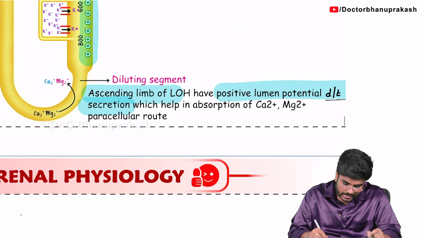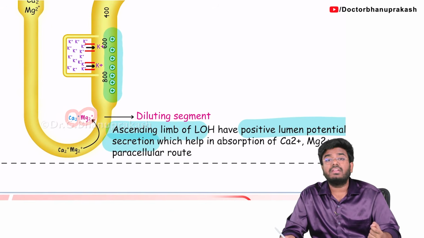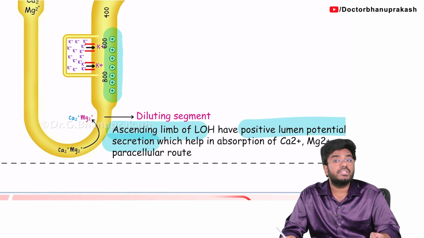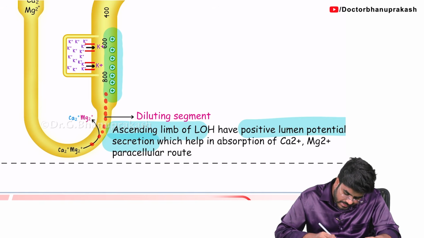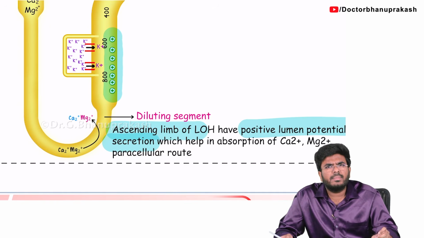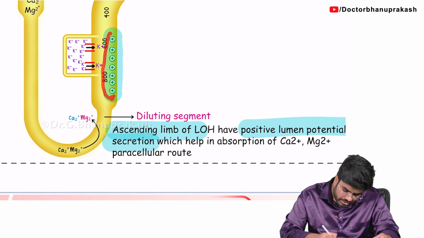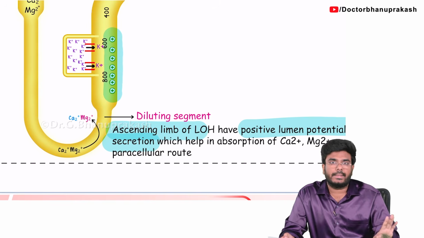What is the importance? Now my question to you: these positive charges like calcium and magnesium are divalent cations, right? Ca2+, Mg2+, they are highly positive charges. Do you think these positive charges can go through the thick ascending limb easily? No, because a positive charge is already there. This positive charge will cause repulsion.